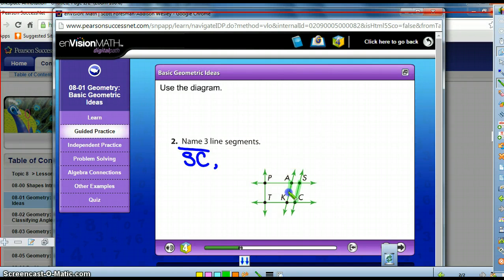AK is another one. So line segment AK, and I put that line up there. And give me another one. Give me a short one. Macy. KC. Line segments can be very long. They can be very short. So my 2 points are K, C, and I put that line on top. That means line segment.